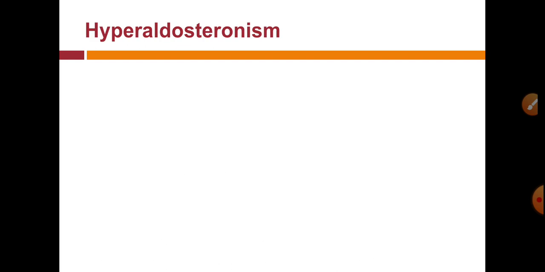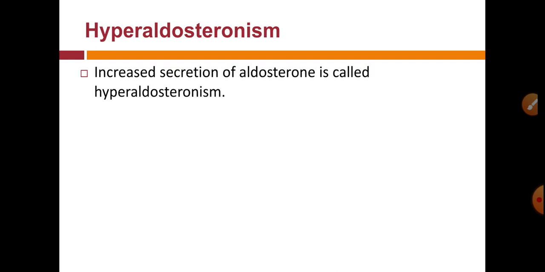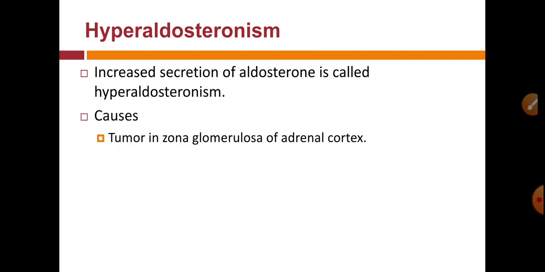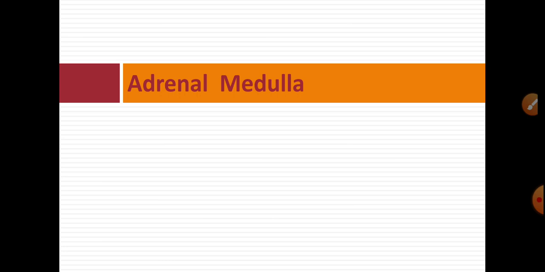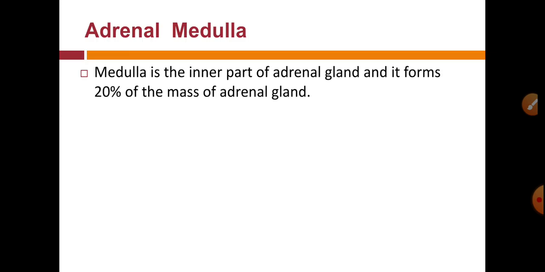In Cushing syndrome, causation is present in the adrenal gland, while in Cushing disease, causation is present in pituitary gland. After that we have seen hyperaldosteronism, that means hypersecretion of aldosterone, and this is due to the tumor of zona glomerulosa cells of adrenal cortex. After that we have completed adrenal cortex and started adrenal medulla. Adrenal medulla consists of 20% part, which is the inner part of adrenal gland.